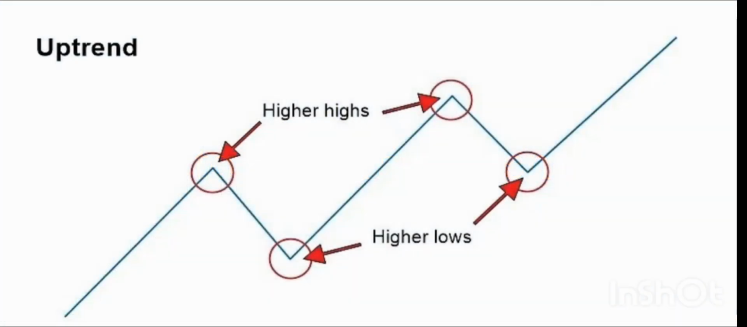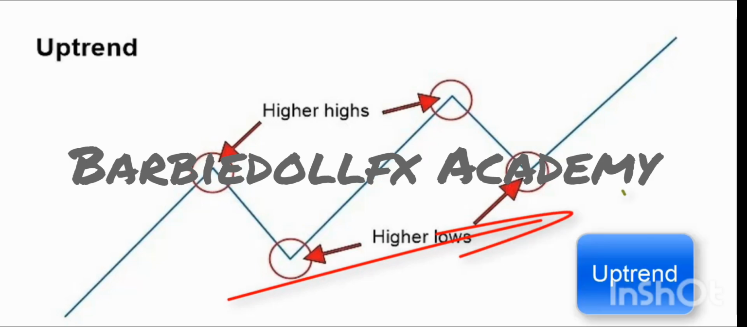A trend means that the market is moving in one direction or the other, either an uptrend or a downtrend. That is what a trend is. In an uptrend, price makes higher highs and higher lows, and that is how it continues to move. So market structure is very simple. We can see it with our eyes.